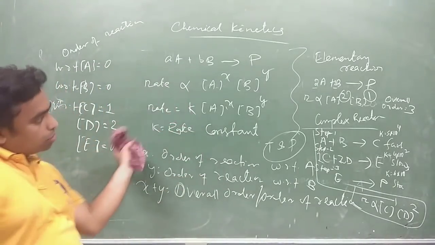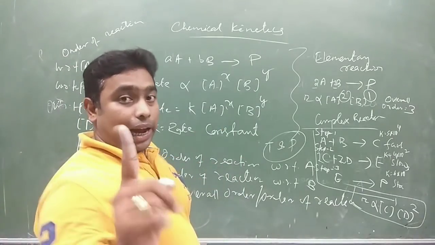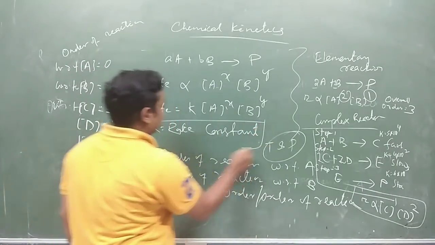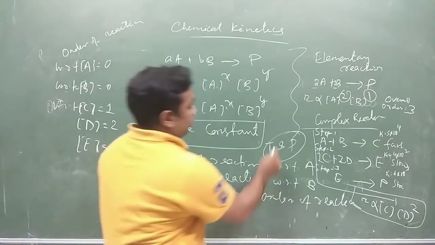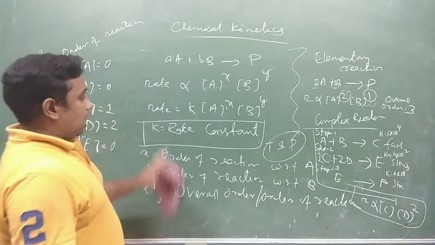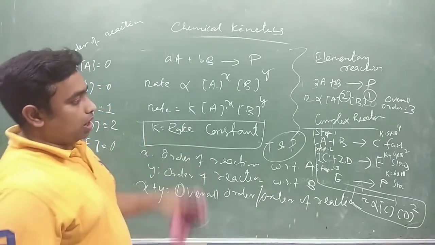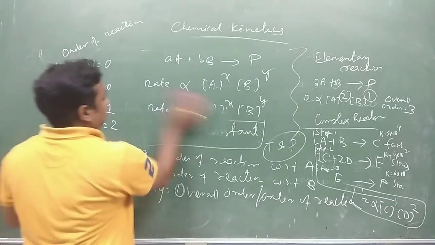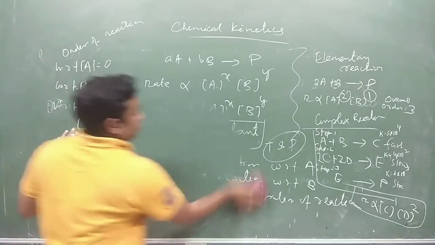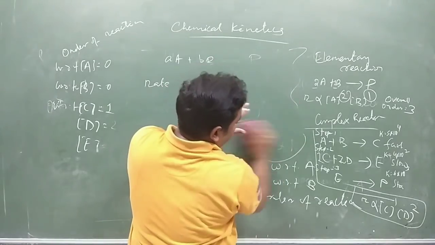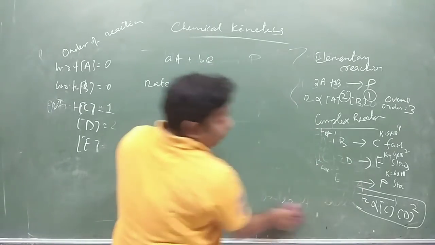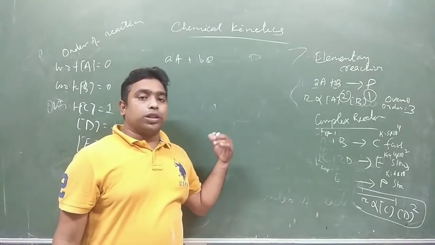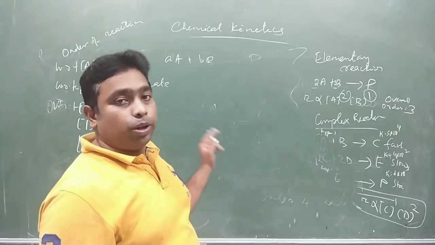So these things we have already discussed, and we have also discussed one more thing: every reaction has a rate constant, and the value of that rate constant depends on temperature and pressure. We have also discussed the unit of the rate constant in this video, and many problems have been solved as well. You can see many more videos on the YouTube channel.